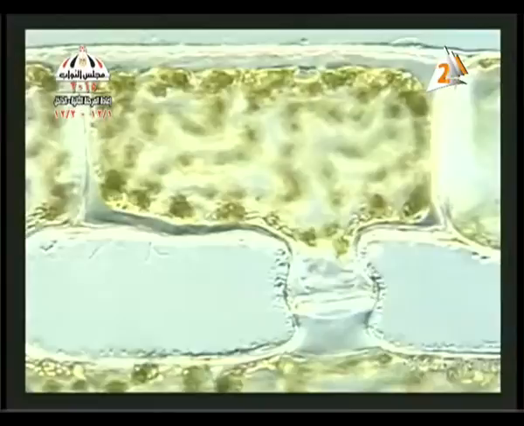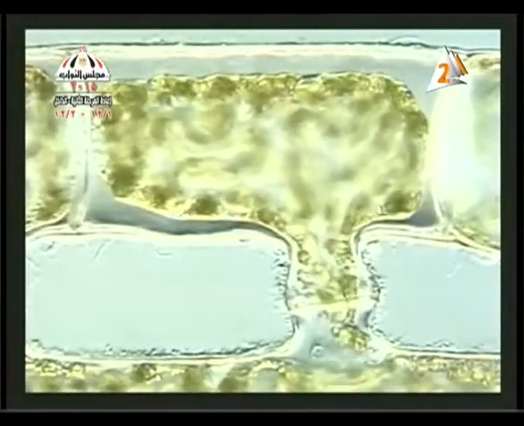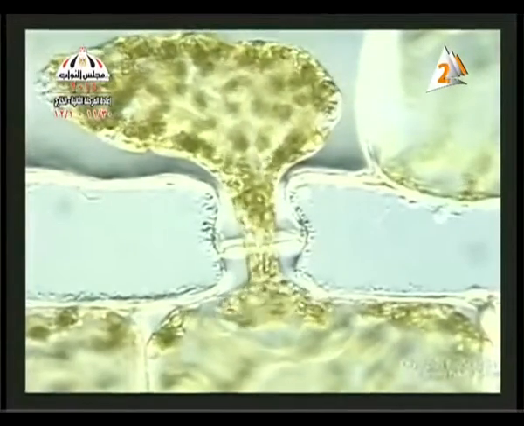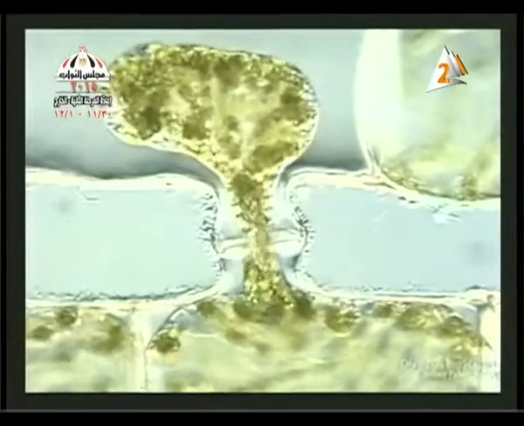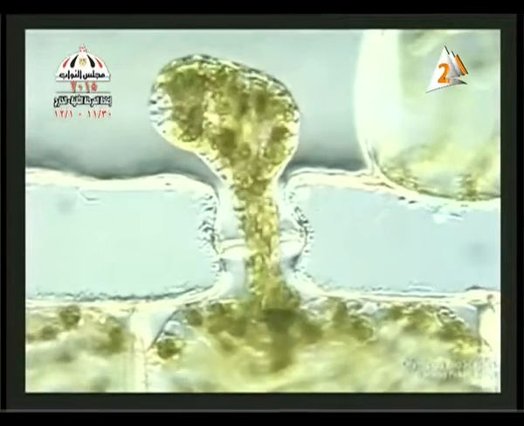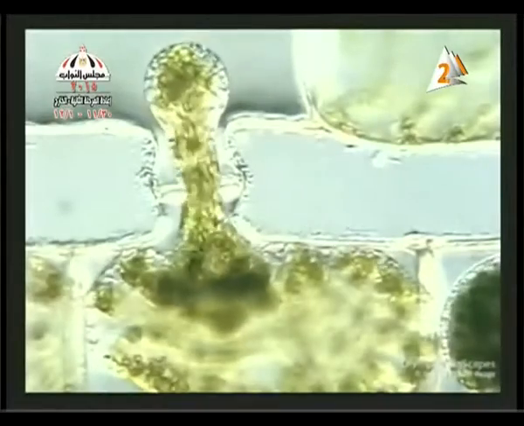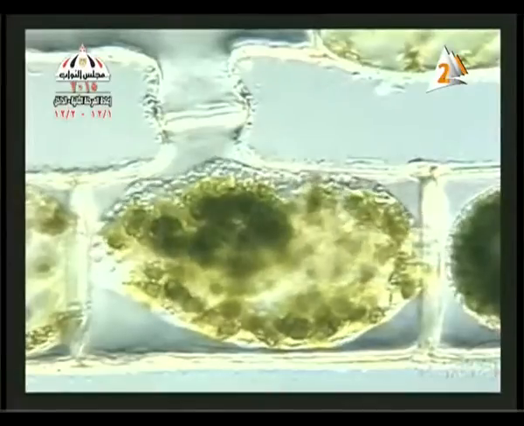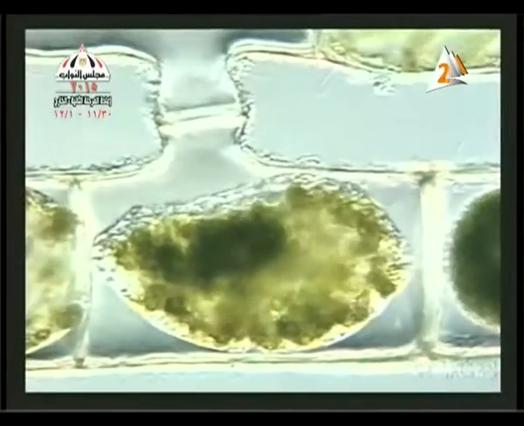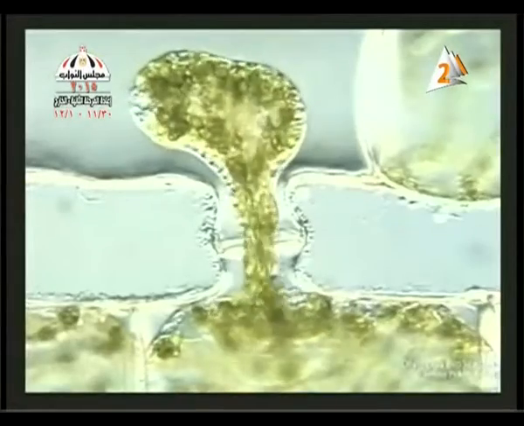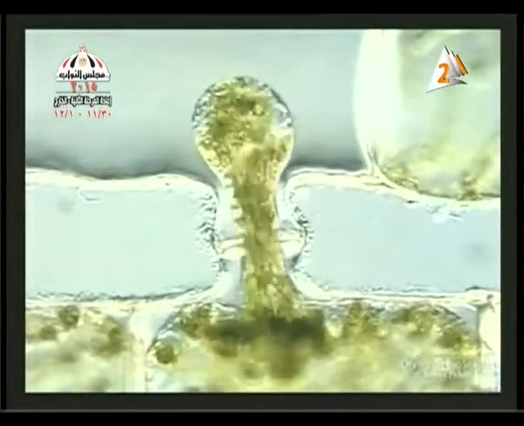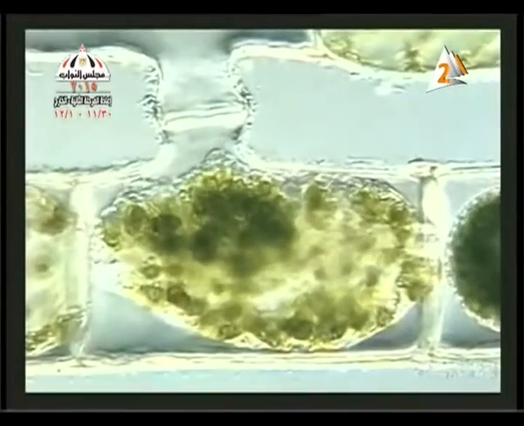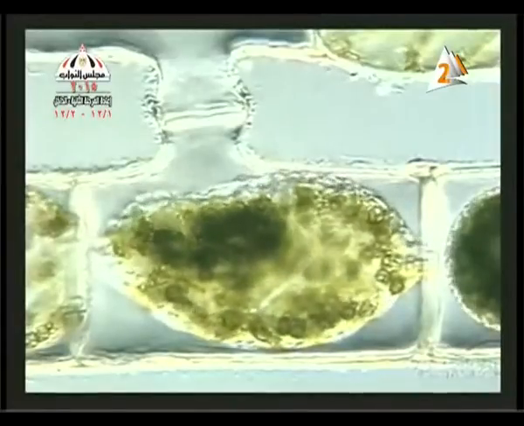As you see, we have two filaments. In the presence of two filaments in front of each other, when these two filaments contact each other, a protrusion grows inward only between the two pairs of cells. Then the walls in between disappear, forming the conjugation tube. The protoplasm of each cell of one filament rolls up into a sphere and moves across the tube, which is called, as I said, the conjugation tube, to cells of the opposite filament, forming a zygote.